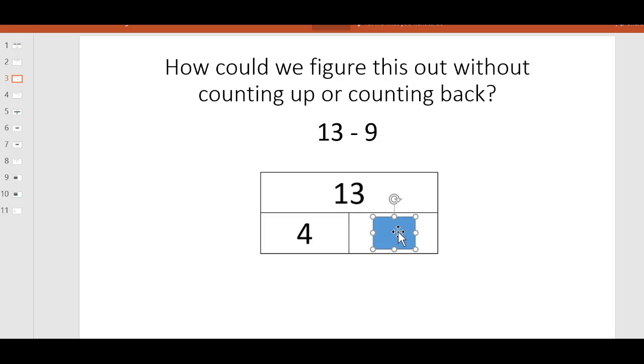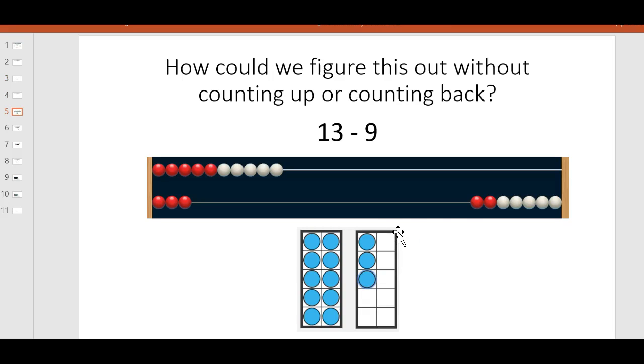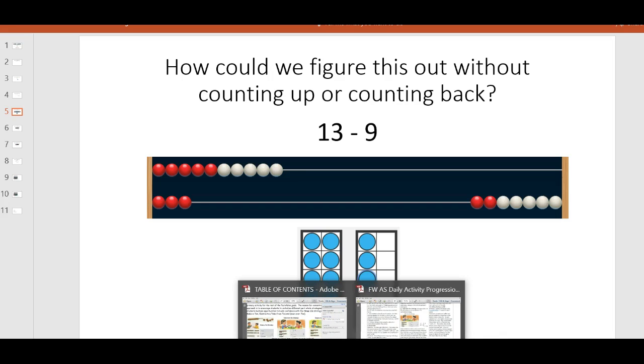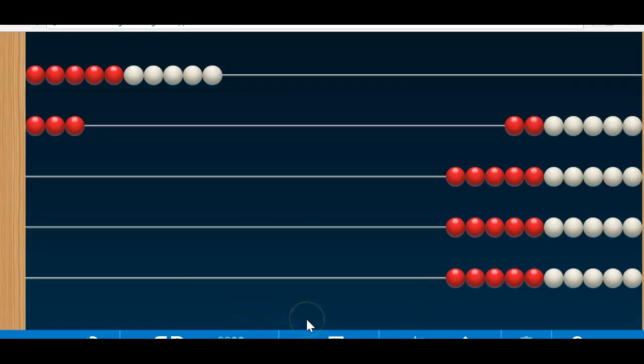A second strategy that students might really like is to use the manipulatives to try thinking about how they can subtract 9 away from 13 in a couple of different ways. So if we were going to use the Slavonic abacus, I'm going to go to the Learning Center's number rack applet so that you can see this on screen.